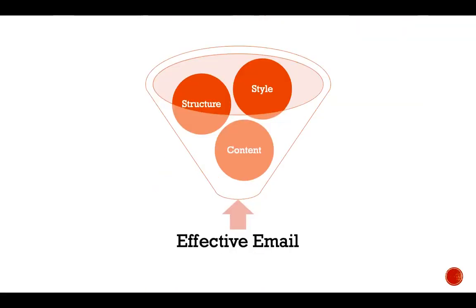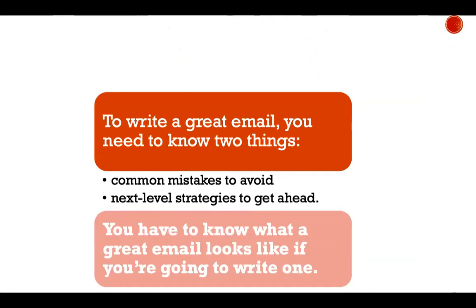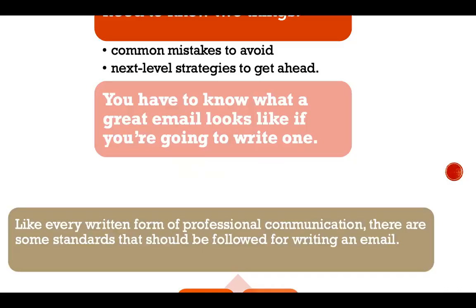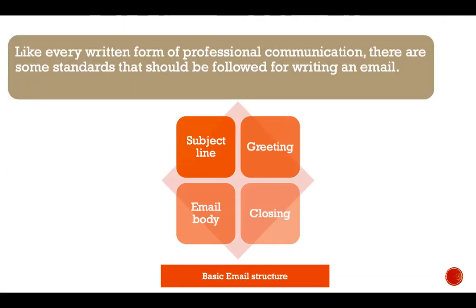Then we are going towards discussion of style, structure, and content of an effective email. To write a great email, you need to know two things. The first thing is common mistakes to avoid, and the second thing is next level strategies to get ahead. You have to know what a great email looks like if you're going to write one. Like every written form of professional communication, there are some standards that should be followed for writing an email. These include subject line, greeting, email body, closing.